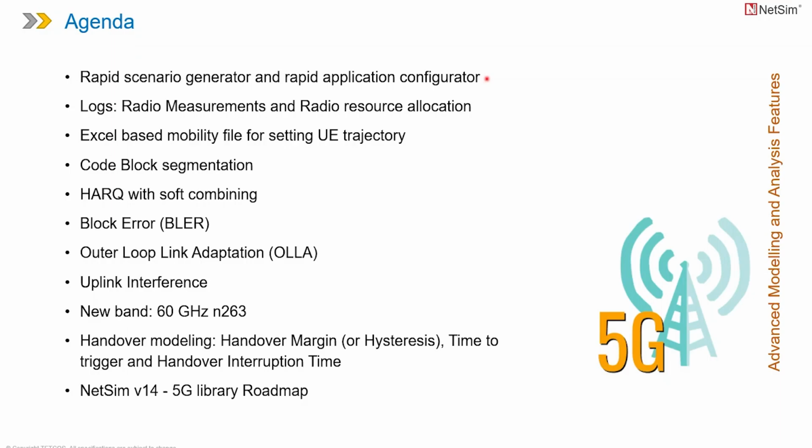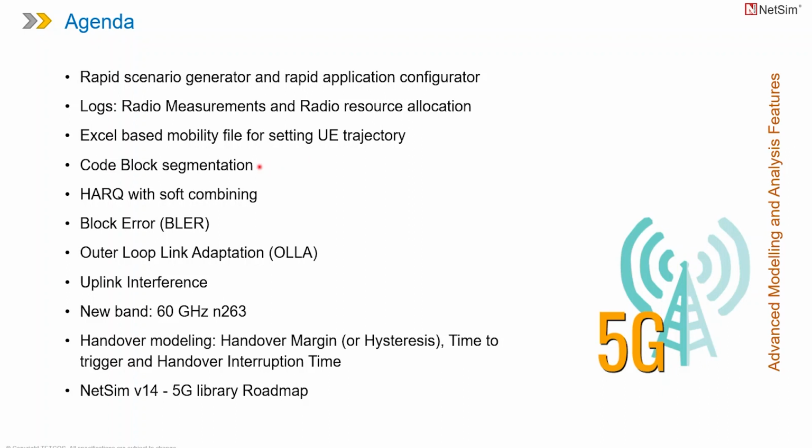Let me walk you through the agenda of this webinar. First up, we have two tools, the Rapid Scenario Generator and the Rapid Application Configurator. These tools will help us quickly generate scenarios and configure applications. Next, we have log files that we will be using for radio measurements and radio resource allocation. These files will be useful for deep analysis. We will then talk about our new Excel-based mobility file used to model the mobility of UEs.